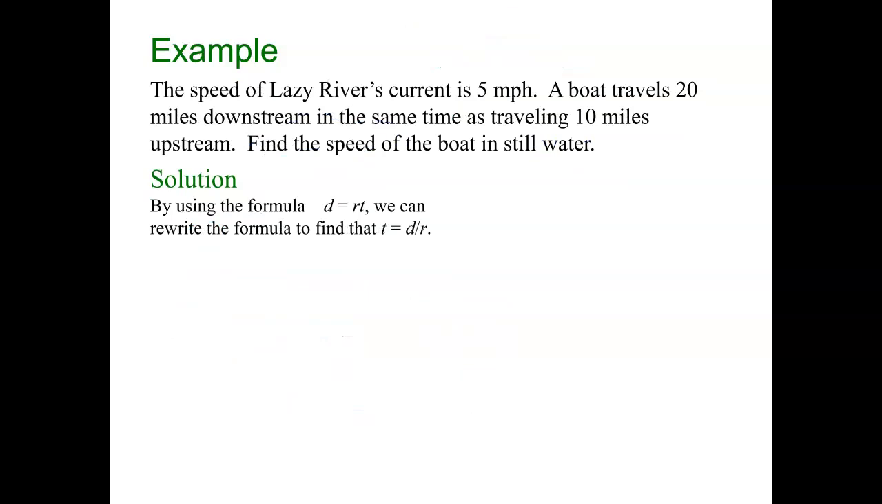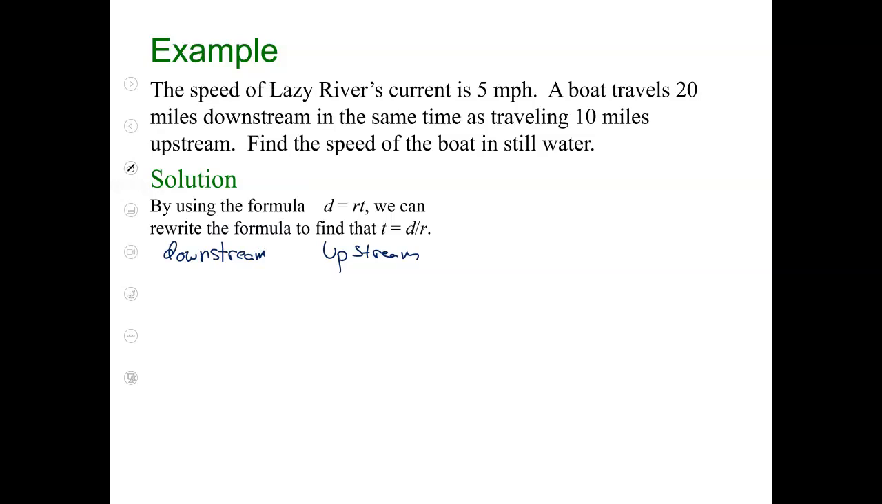So I've got the speed of a lazy river's current, 5 miles an hour. A boat travels 20 miles downstream in the same time as traveling 10 miles upstream. So, do I have two things working together, or am I comparing two things? I'm comparing two things. What two things am I comparing? Downstream and upstream.